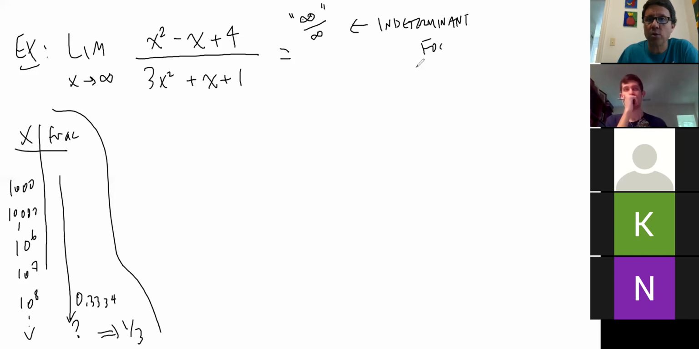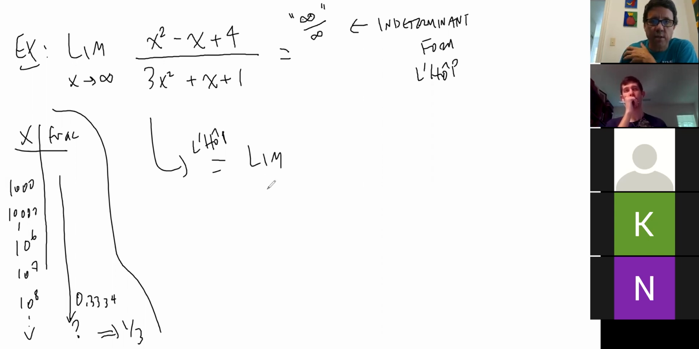That I can use L'Hopital's rule on. So we try that. L'Hopital's rule says that if I get an infinity over infinity indeterminate form, I can take the derivative of the top divided by the derivative of the bottom and try again. So if I take the derivative, I will get 2x minus 1 on the top.